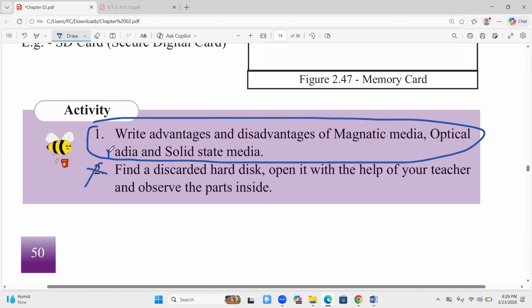Here there's a spelling mistake. Put this one as optical media. So just do the first question. You have to write the advantages and disadvantages of magnetic, optical, and also the solid state media devices. Okay, students, is it clear? Compare all the devices with other types of devices, then you can write the advantages and disadvantages.